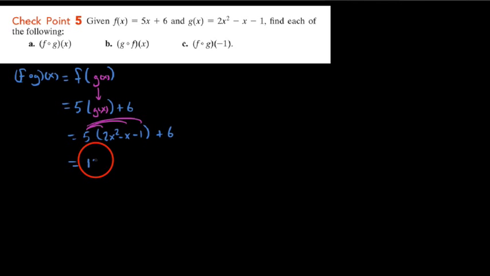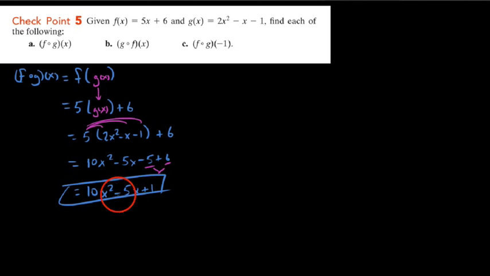But we get 10x squared minus 5x minus 5 plus 6. And then combining like terms, we get this final standard form equation: 10x squared minus 5x, and this would be just a plus 1, positive 1. So this would be our f of g of x, and this is the function that we got when we put g of x into f of x.